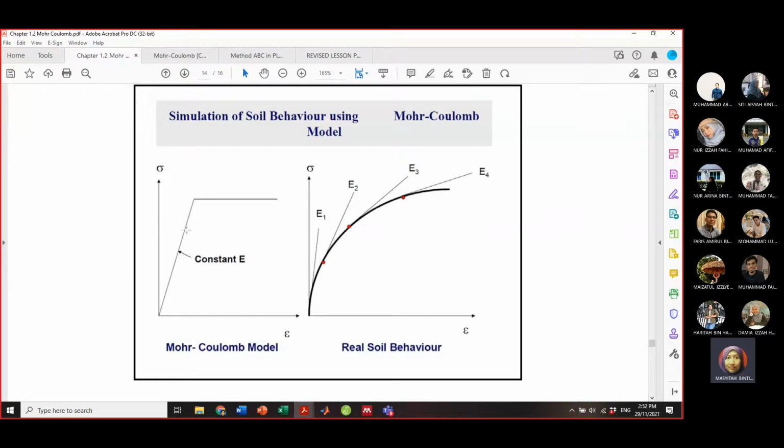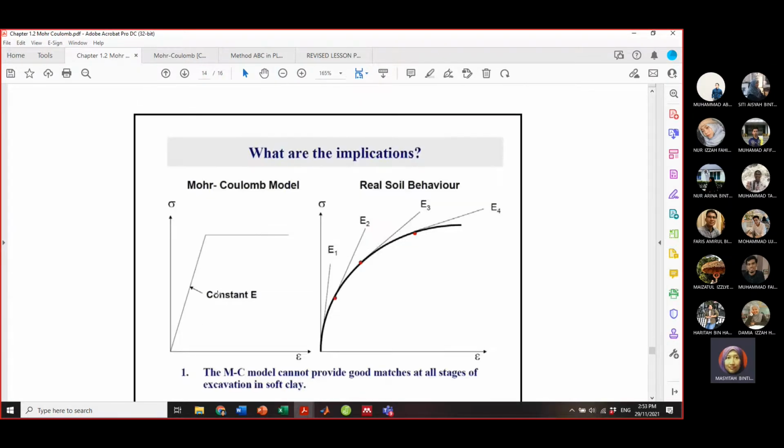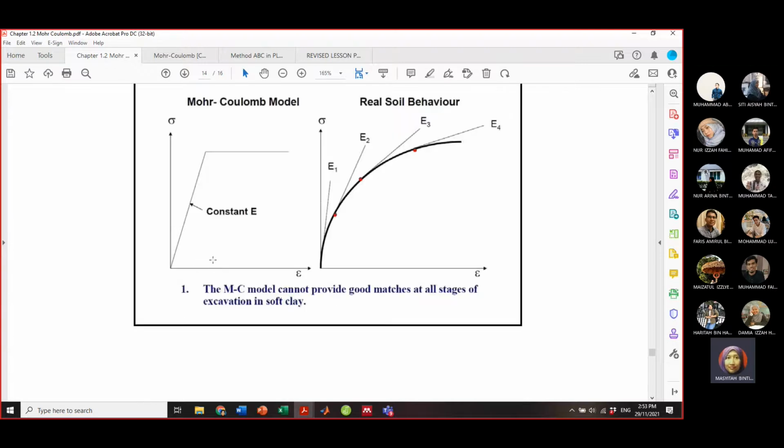So benda ni, yang ni lah kita katakan dia sebagai overestimated lah. Padahal kalau you split it betul-betul, the E cannot be taken as a one value or constant value. Okay, how about the other things yang ni pun sama, it's just highlight kat sini, the MC model cannot provide good matches at all stages of excavation in soft clay.